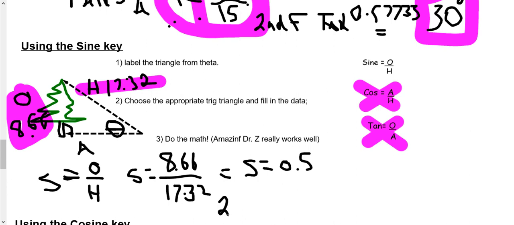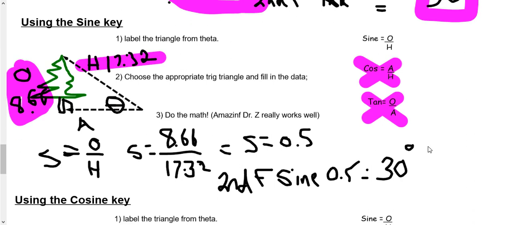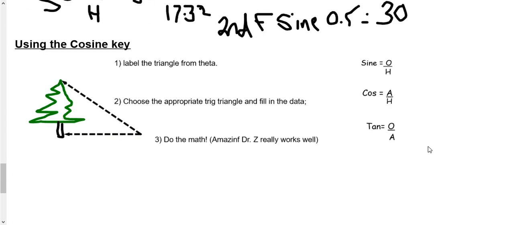Because an angle can't be 0.5. It just can't be. So we're going to use second function, sine 0.5. And guess what? 30 degrees. Amazing. Okay. Now we're going to do the same thing with cosine.